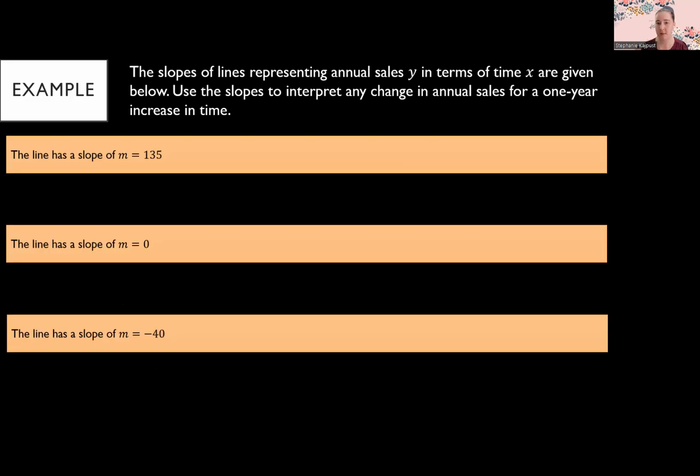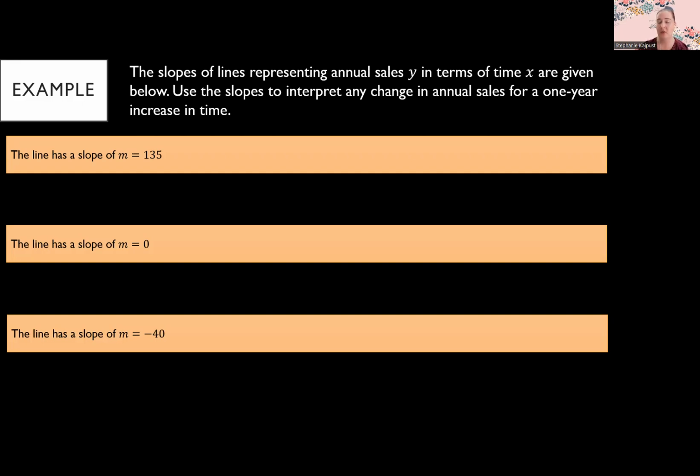Okay, so this is my final example. And this is again talking about slope. And now we're not looking at pictures and rise over run. We're going to talk about the meaning of slope and what that actually means. So this is sort of like a business example. This is very vague, specifically to focus on the meaning.